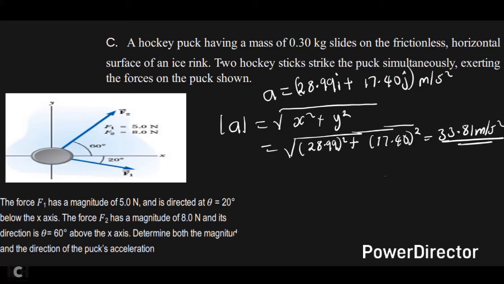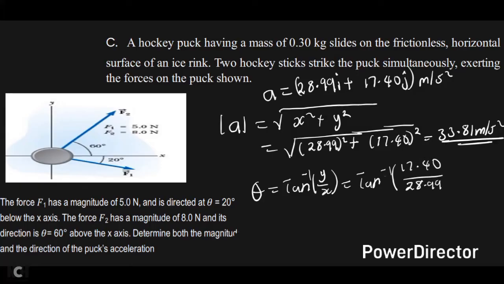The second answer, the same, determine the direction now, right? Remember the direction is theta equal to tan inverse of y over x, such that it will be tan inverse of 17.40 over 28.99. Then what will be the answer there in this situation? The answer will come out to be 30.97 degrees. So this is how you solve this type of equation.